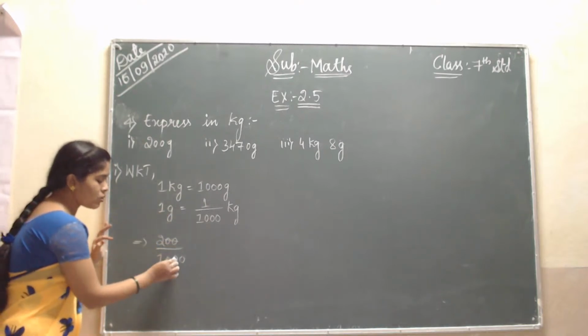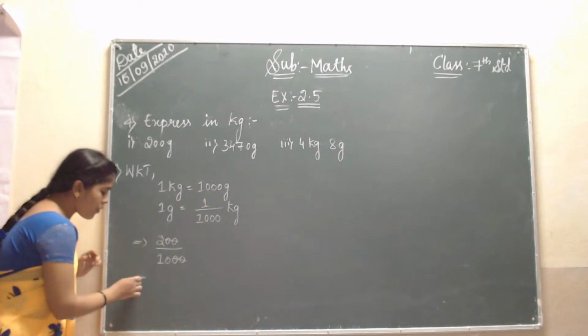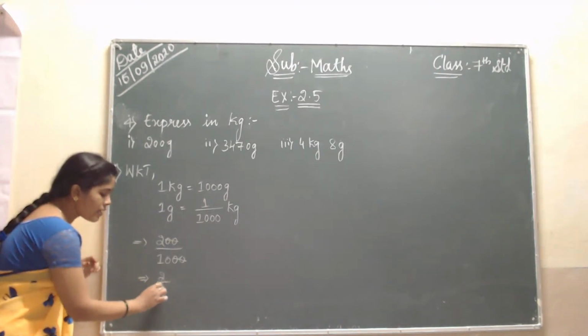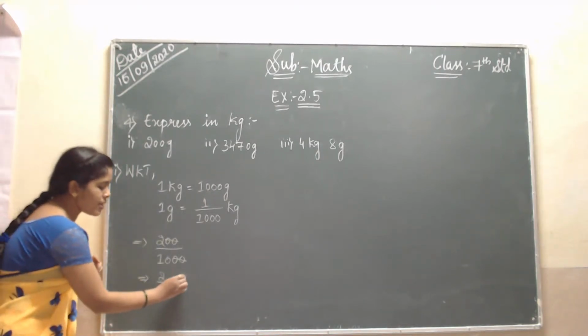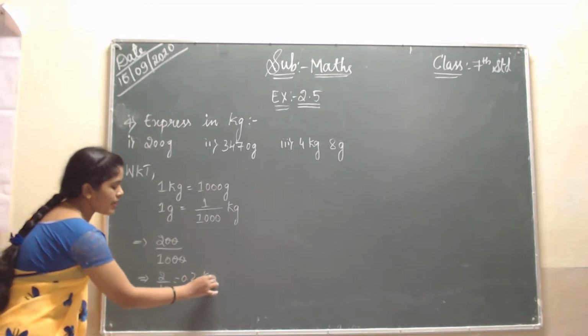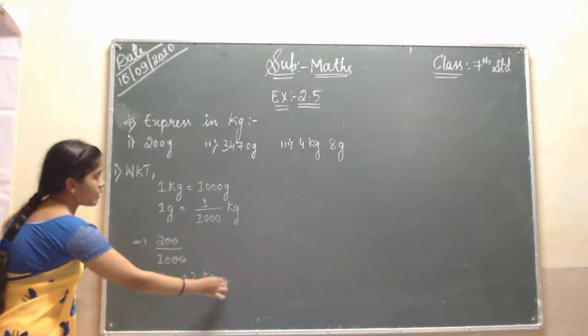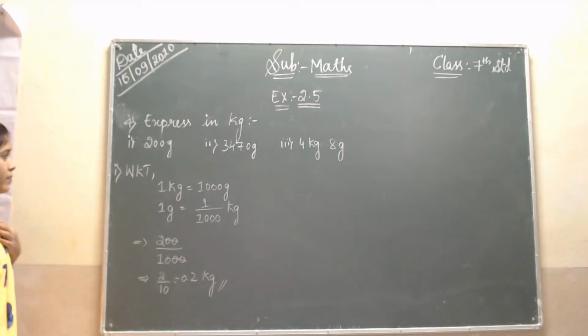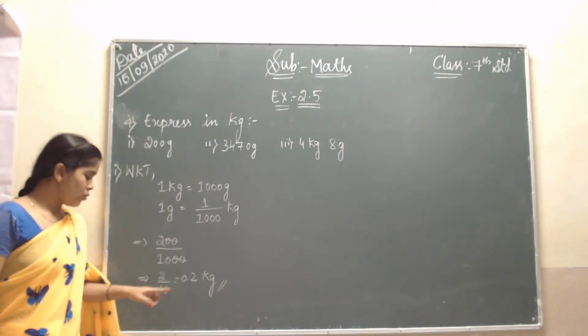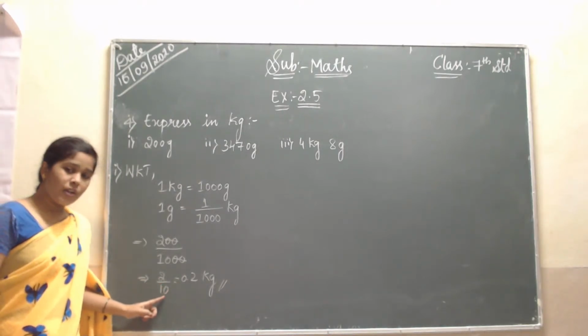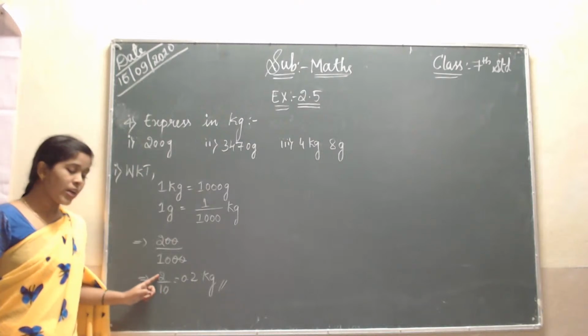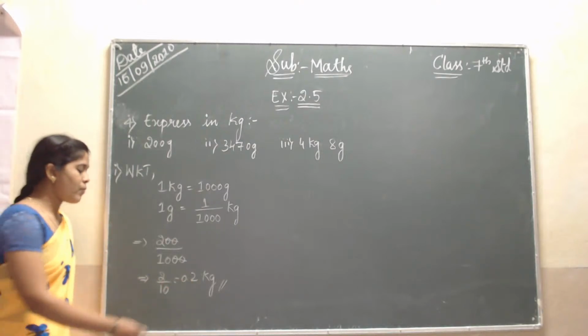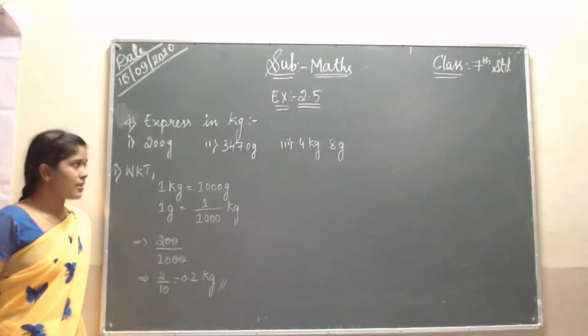Now cut these two zeros. What we are getting is 2 by 10. 2 by 10 is nothing but 0.2. We know that 2 by 10 is 0.2 kg, because in the denominator there is only one zero and in the numerator only one number. So take the point after one number. So this is your answer.